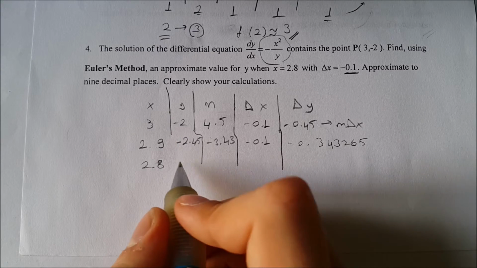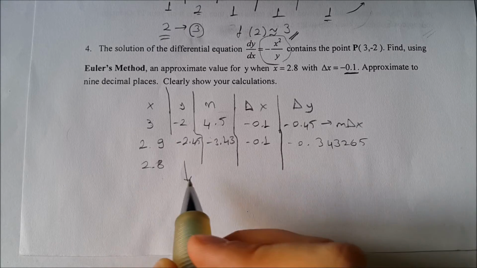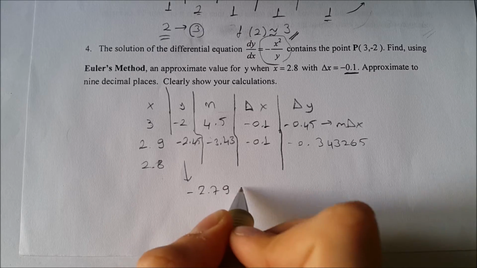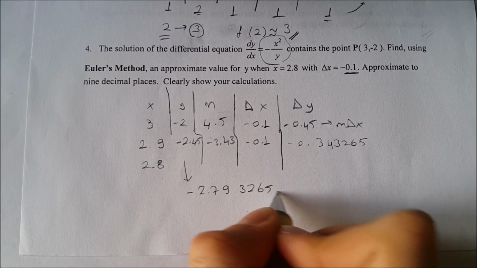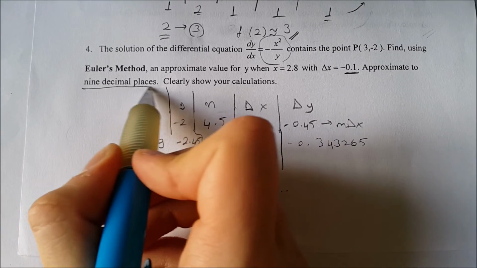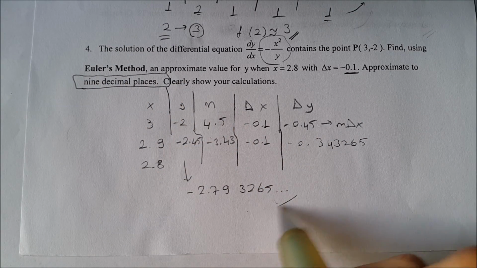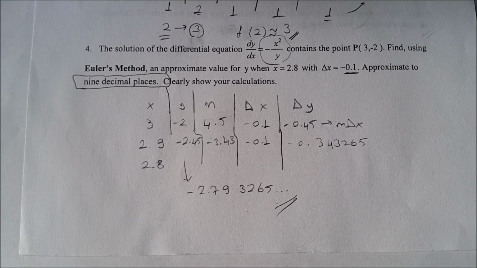And then we have 2.8 for x. And then we're looking for the value of y when x is 2.8. So the y value right now will be our answer, but we need to be careful about the decimals. We need to write 9 decimals from what we see on the TI.